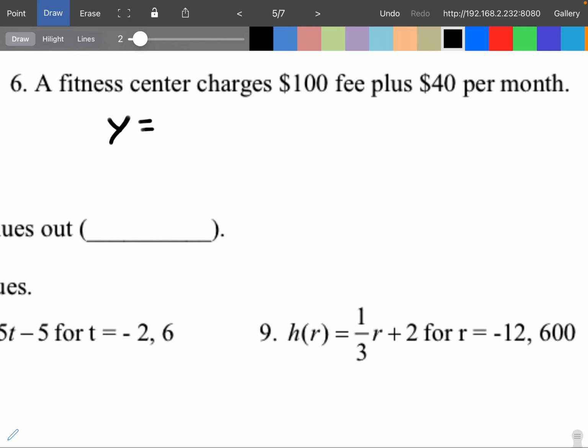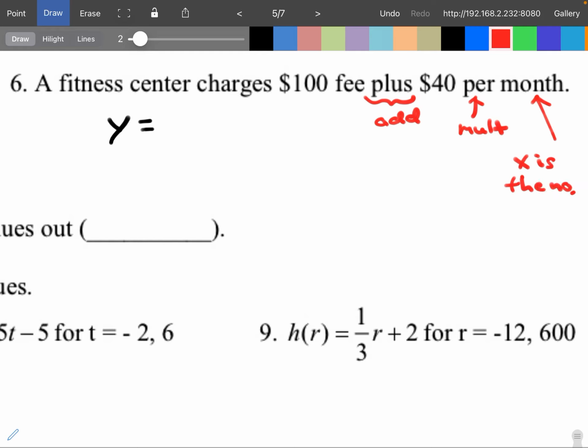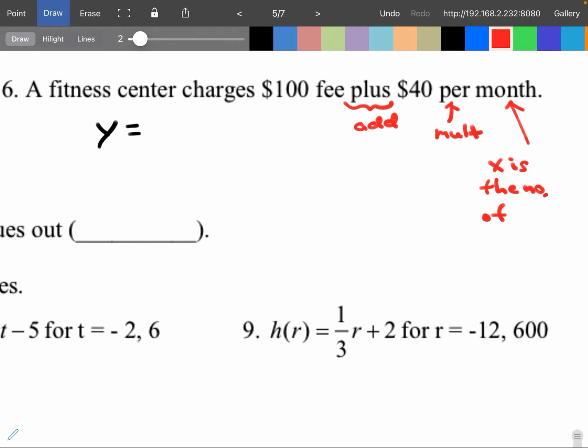All right, and then we got one more of these. And again, we've been writing these all along. We just haven't been calling them functions. We've been calling them equations. So for this one, the amount that you have to pay, the total cost, is going to equal, well, you got 100, and then plus. Obviously, that's an addition, so you're going to add. And then this is multiplication again, and the number of months is going to be your x.